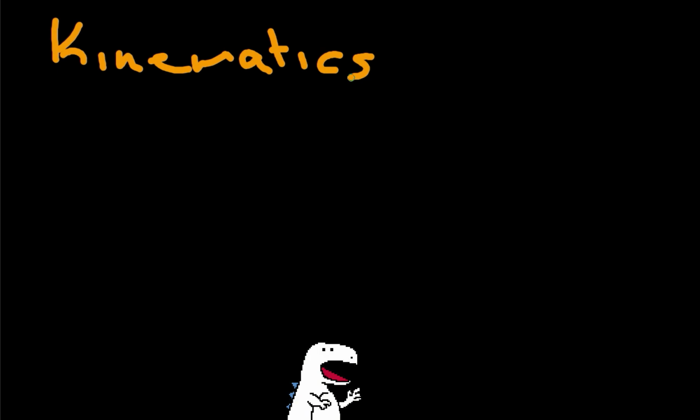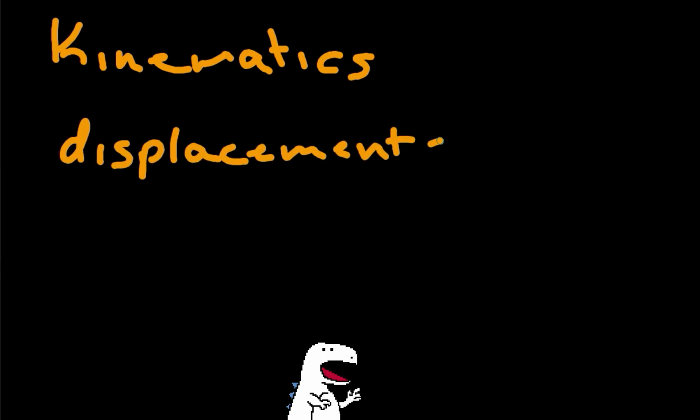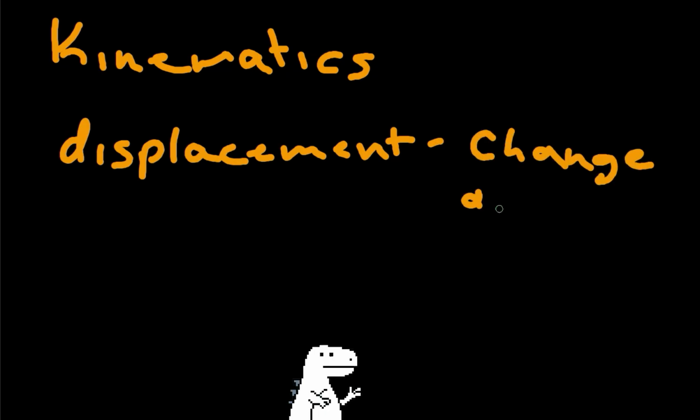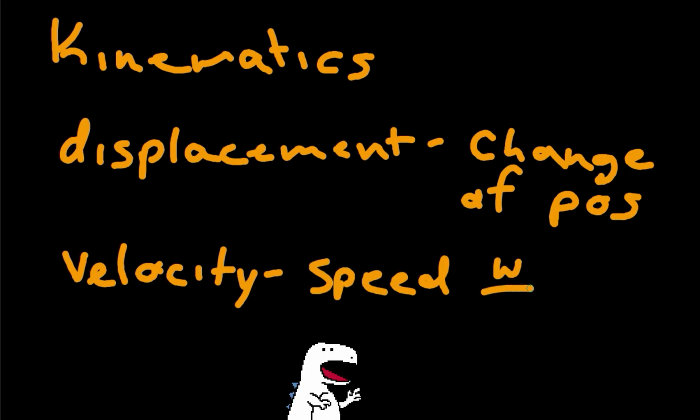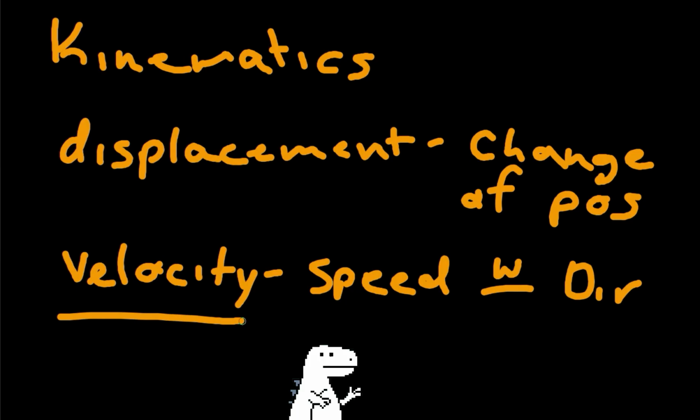Kinematics is known as the study of motion without regard to forces. So some key concepts here involve displacement, which is just the change of position, and velocity, which is the speed with direction. And then acceleration, which is the rate of change of this velocity.